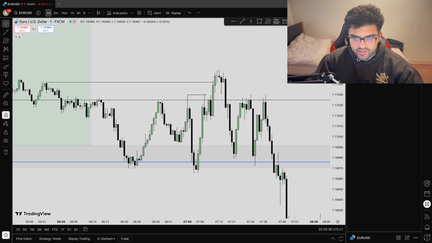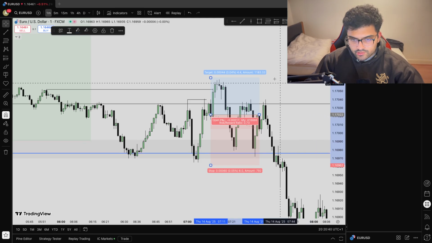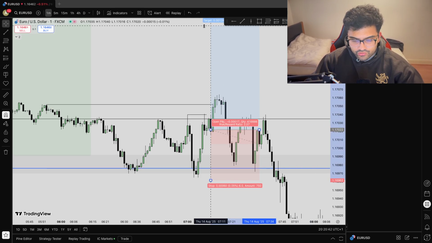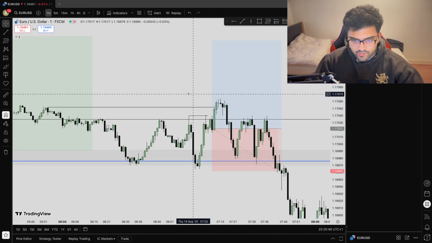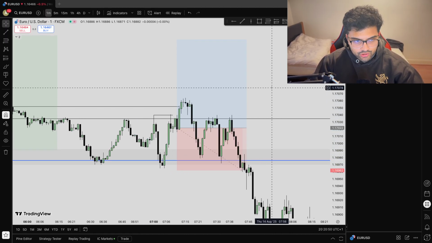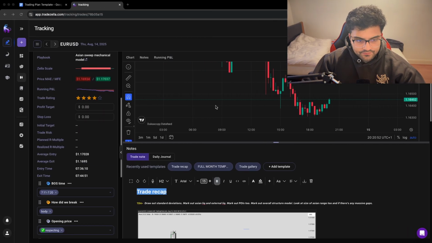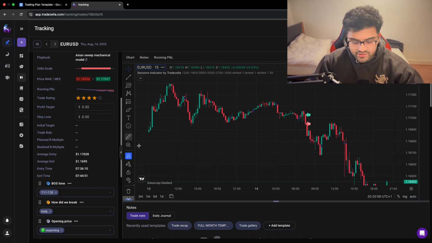And then I pretty much just entered around the EQ somewhere around there with a nice 6 pip stop loss and a 1 to 2 risk to reward. And yeah, pretty much didn't really go into that much profit. Just chopped around for a bit. And then it hit our stop loss. Now, on TradeZella, this was the exact trade. It was a like minus 1% trade. And yeah, this is the whole recap.